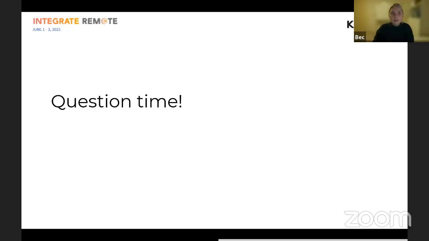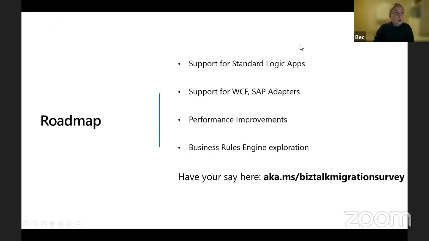So as mentioned, put your requests either in Q&A or fill in the aka.ms/BizTalk migration survey form. We do monitor this, so if there's anything that you need, or anything blocking you, we want to hear about it. So the last question in terms of feedback, then we'll open up to Q&A, is, what are your future plans?